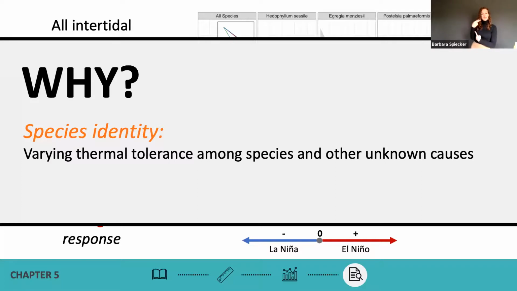But remember that previous figure showing the latitudinal responses? On the site level, Hedophyllum was the only species that responded negatively to increasing MEI across every site. The responses of Egregia and Pterygophora were mixed, with positive responses at northern sites and negative responses at central and southern sites that followed along that decreasing ENSO pattern. So the causes of these divergent findings are unknown and need further exploration.